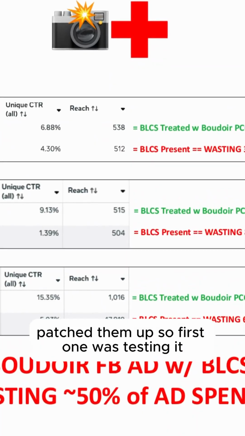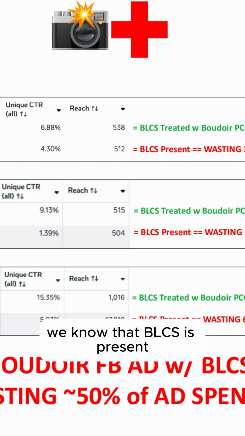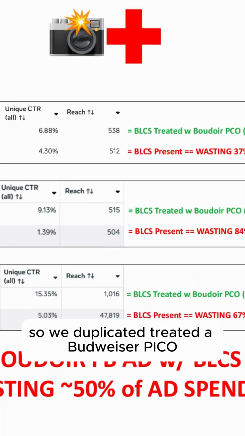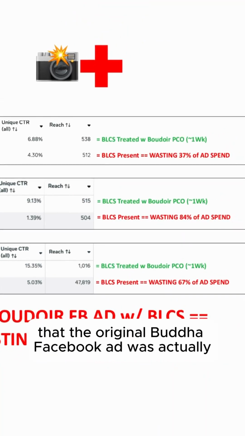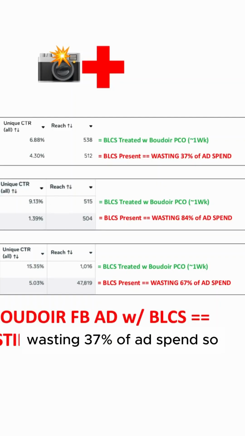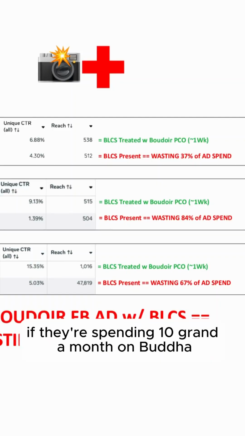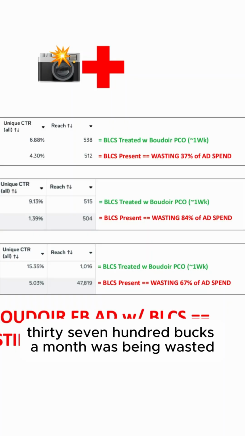First one, we tested it and found out unique CTR is 4.3%. When unique CTR is under 6%, we know that BLCS is present. So we duplicated it, treated it with Boudoir Pico, and it took about a week. We got the unique CTR up to 6.88%. So we found out that the original Boudoir Facebook ad was actually wasting 37% of ad spend. If they're spending 10 grand a month on Boudoir Facebook ads, 3,700 bucks a month was being wasted.